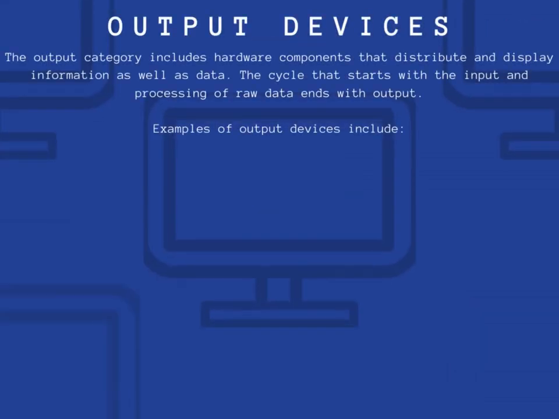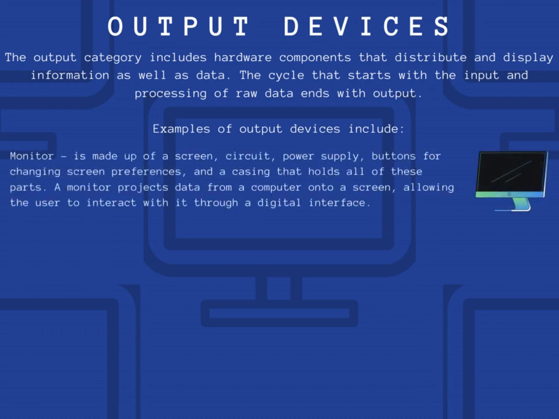Output devices. The output category includes hardware components that distribute and display information as well as data. The cycle that starts with the input and processing of raw data ends with output. Examples of output devices include the monitor.